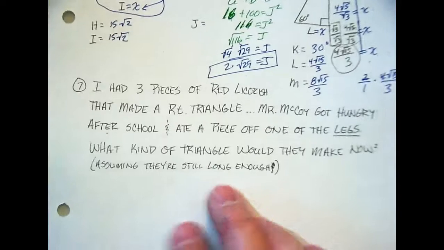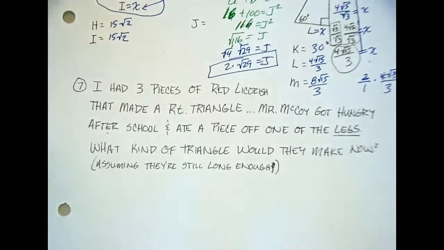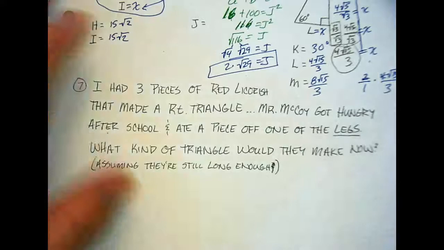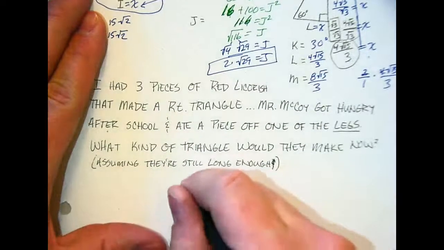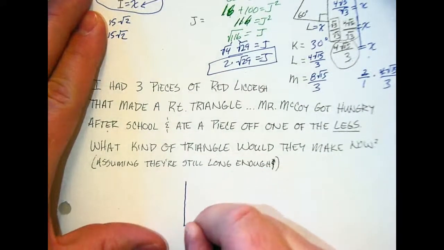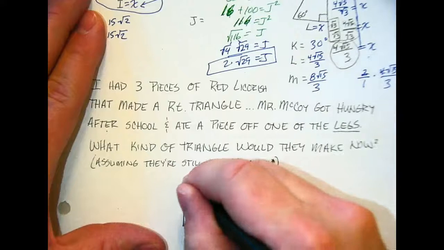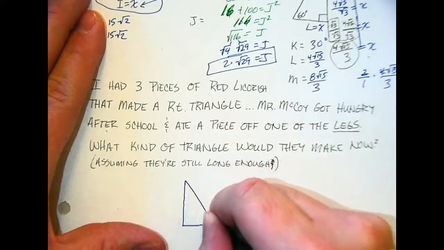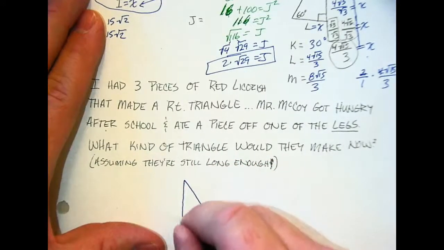I know. Then there's this accusatory story problem. I had 3 pieces of red licorice, I meaning Mr. Vogel. That made a right triangle. Mr. McCoy got hungry after school and ate a piece of one of the legs. What a jerk. I know. He wouldn't even give me the full piece of licorice. Can you believe that? All right. So we have this licorice. It was the special blue licorice, blue raspberry.